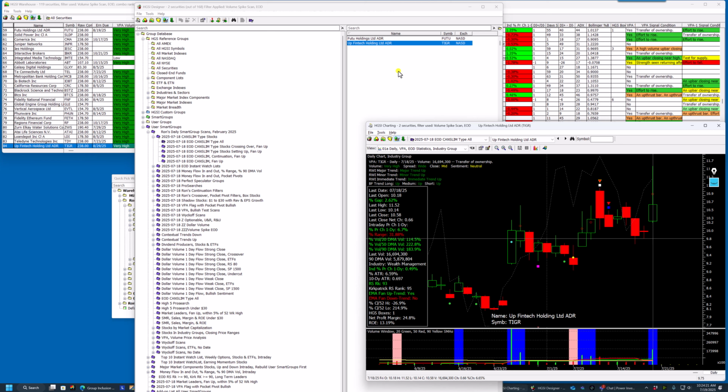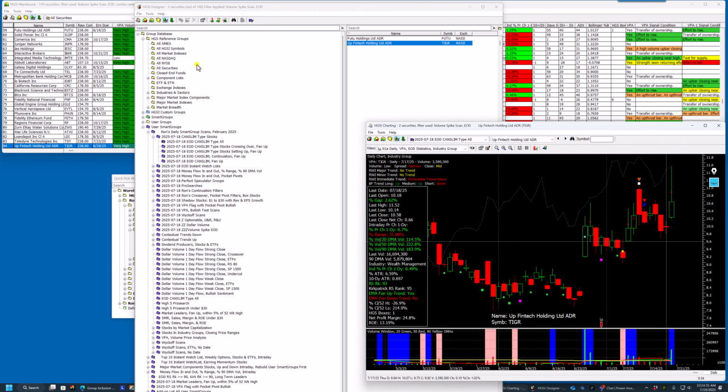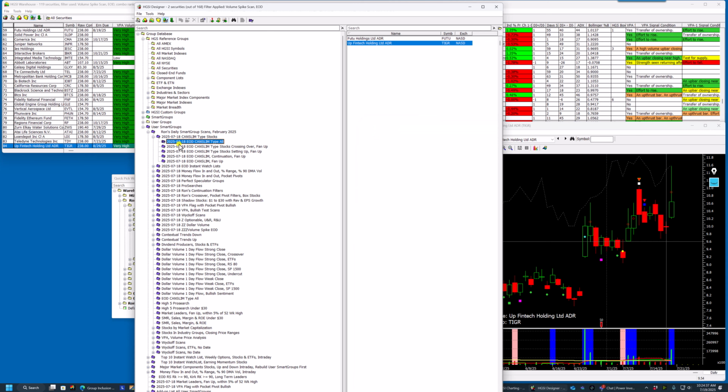Let's look at TIGR. Now this is a little looser, kind of all over the place, but it met the volume requirement here on Friday. I don't really like the looks of that chart. But you can use any group. Let's go down the list.